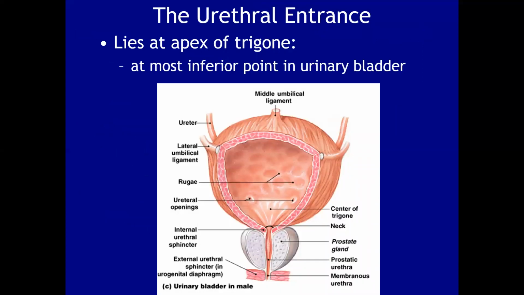All right, so in this image, I'm going to indicate to you the trigone right here. These were the ureteral openings, and this is the opening to the urethra, right? So the urethral entrance lies at the apex, and it's the most inferior point, this point right here.